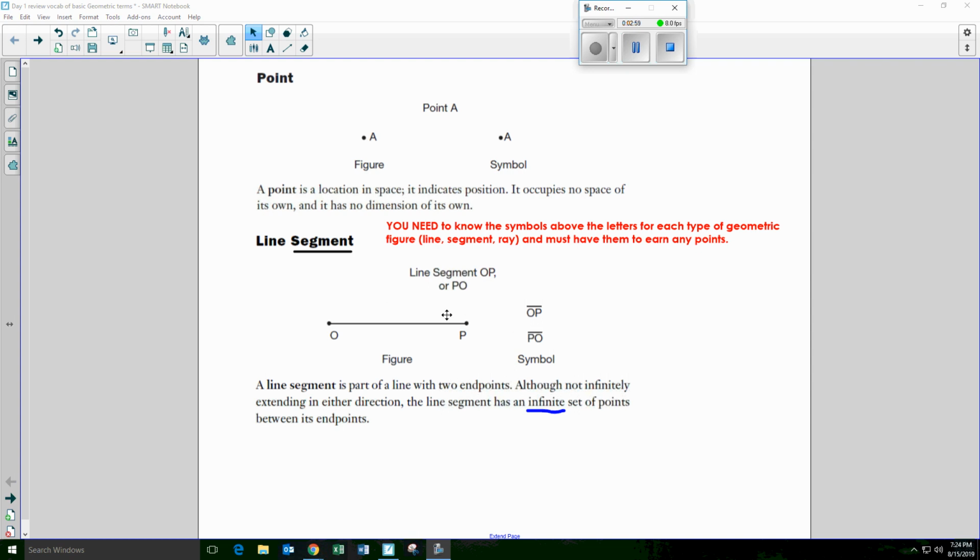Okay. Between any 2 points, obviously these are 2 points, O and P, between any 2 points there's always an infinite amount of points, no matter how small. If P was there and O was there, there'd still be an infinite amount of points in between those 2. Just know that in case that's ever asked as a quiz or test question.